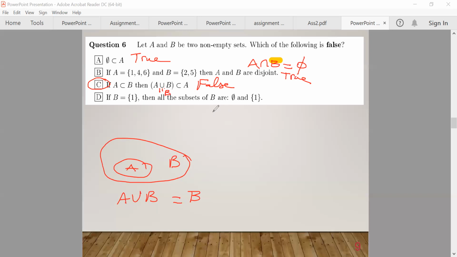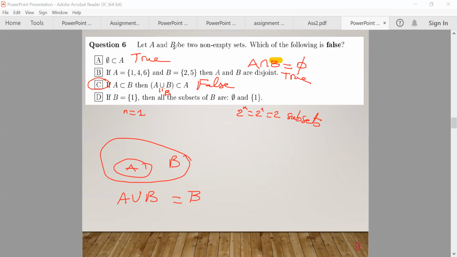If B has 1 element, then the subsets of B are the empty set and B itself. In a set with n elements, the number of subsets is 2 to the n, so here 2 subsets, which are the empty set and the set itself. So if B has one element, a subset has either one element, which is the 1, or no elements.